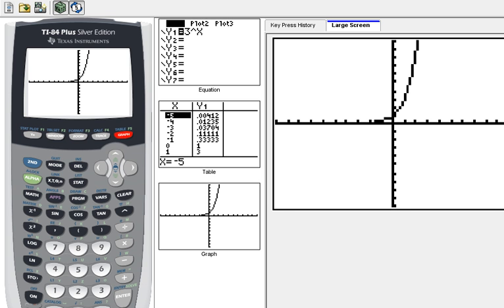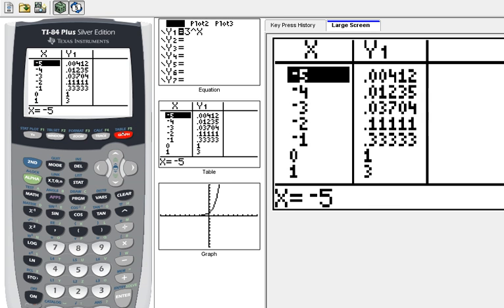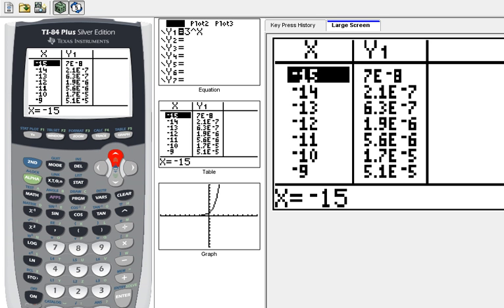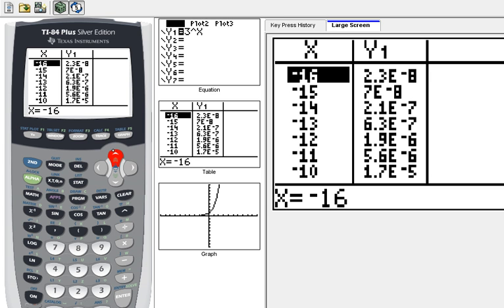Notice what's happening is if my x values are negative, and I go to my table here and check this out. If my x values are negative and I keep scrolling down, when x is -15, your y value is 7e to the -8. What that means is it's scientific notation for 7 times 10 to the -8th. So that's 0.00000007. Really, really close to 0. It's not exactly 0, but it's really close to 0. 2.3 times 10 to the -8th would be 0.000000023. Very close to 0.